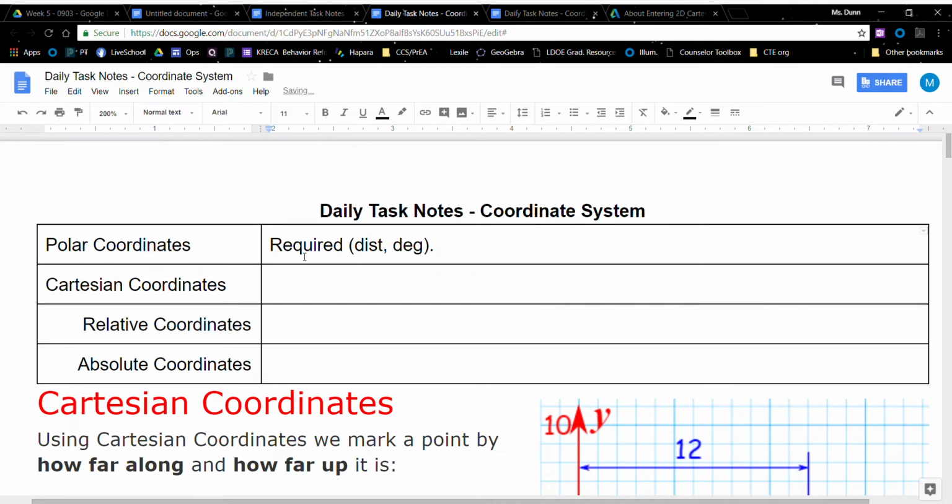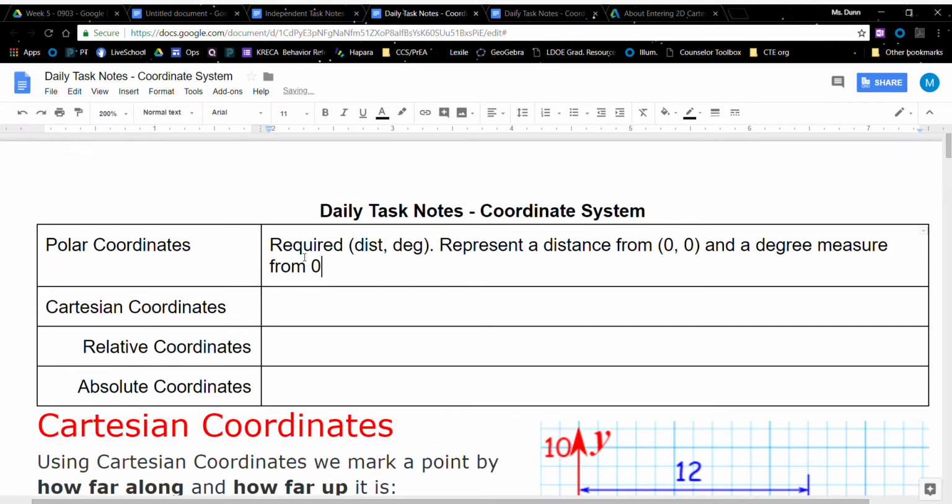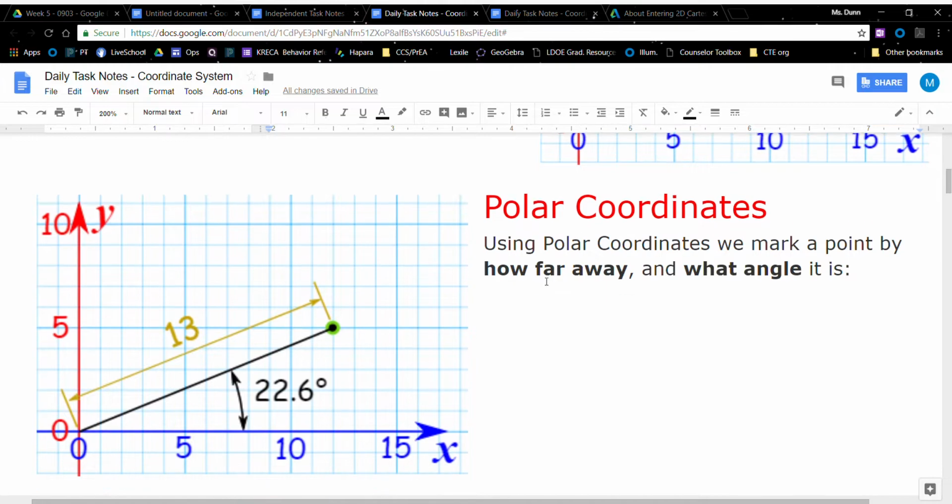So, what do I mean by that? I mean that polar coordinates represent a distance from 0, 0 and a degree measure from 0 degrees, always assuming that it's going counterclockwise. All right, so that's pretty straightforward. If I look down here, this should help clear it up.